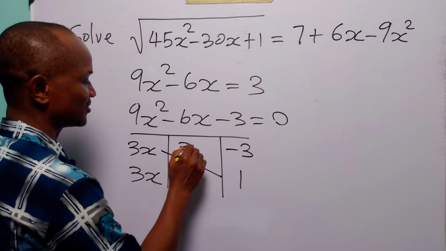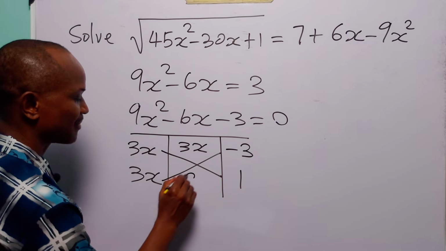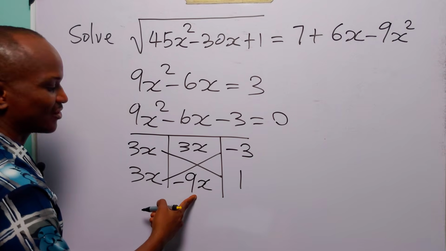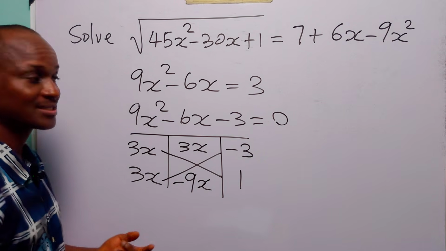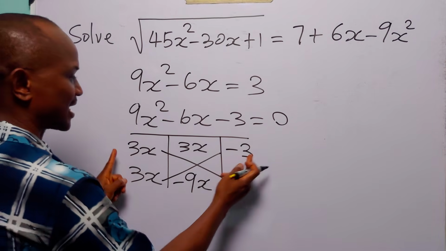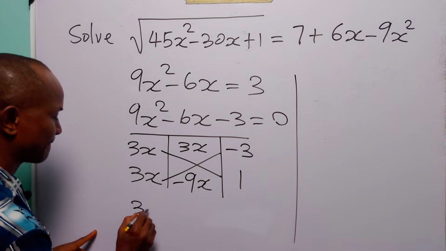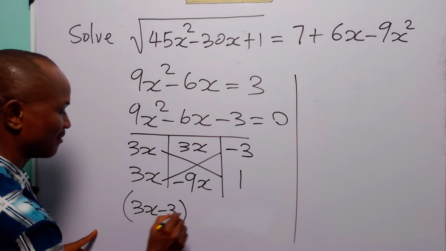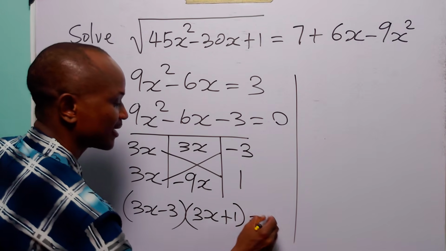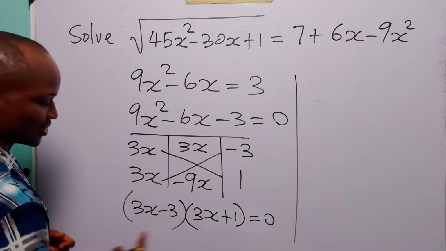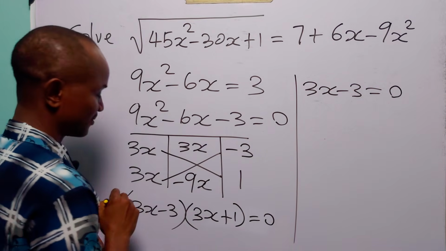3x times 1 is going to give us 3x. 3x times minus 3 is going to give us minus 9x. Minus 9x plus 3x is going to give us minus 6x. So that simply means that we can factorize this left-hand side as 3x minus 3 multiplied by 3x plus 1 is equal to 0. And of course, from here we have that either 3x minus 3 is equal to 0.